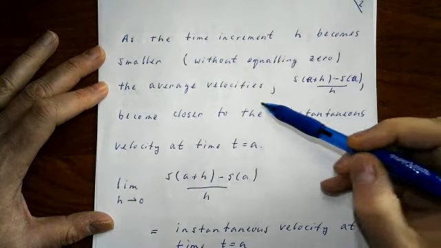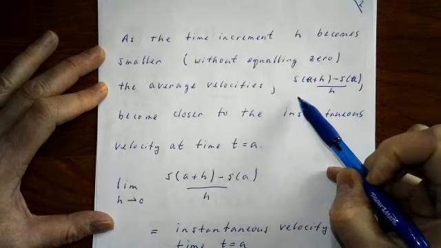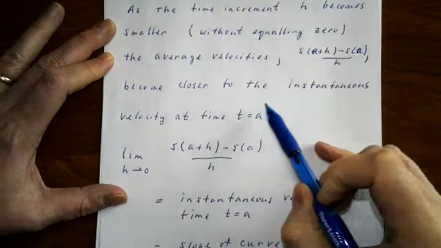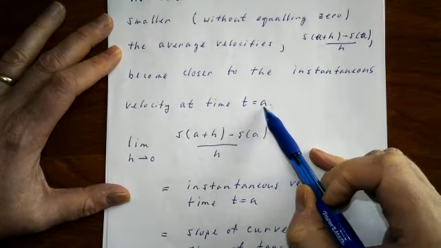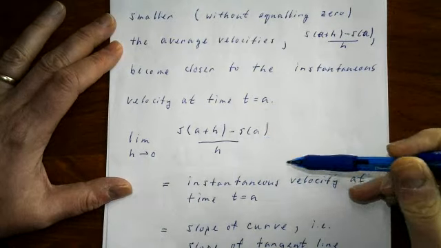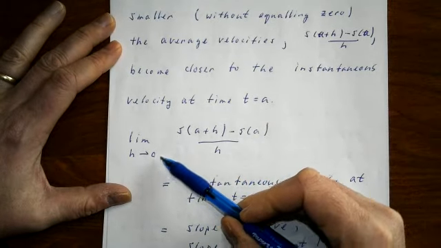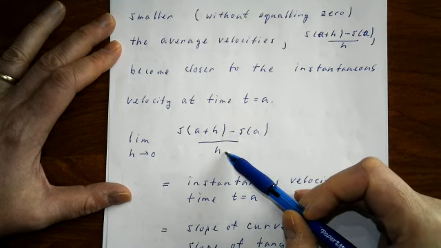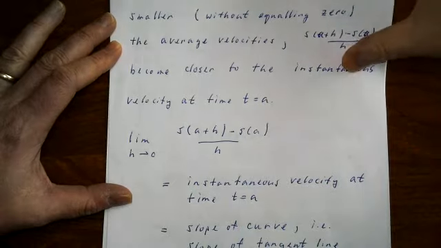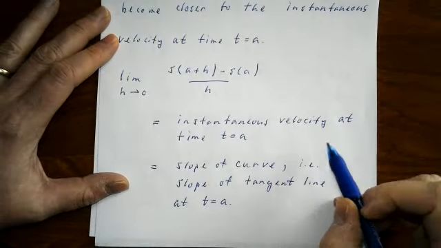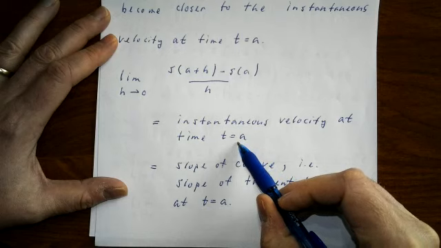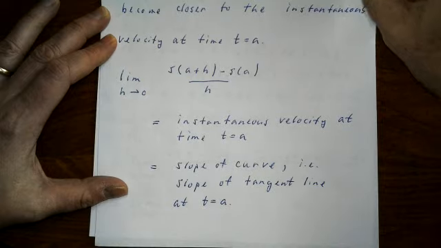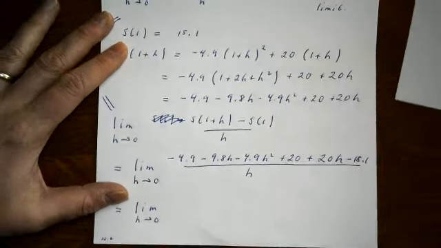As the time increment h becomes smaller, without equaling 0, the average velocities, s of a plus h minus s of a over h, become closer to the instantaneous velocity at time t equals a. And we write that using limit notation, the limit as h goes to 0 of s of a plus h minus s of a divided by h. So this limit represents the instantaneous velocity at a particular point in time, and it is the slope of the curve, in other words, the slope of the tangent line at time a.